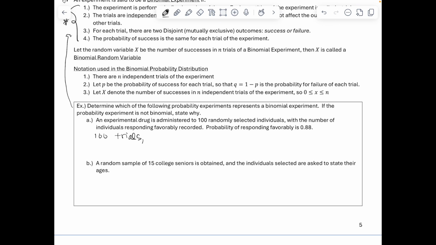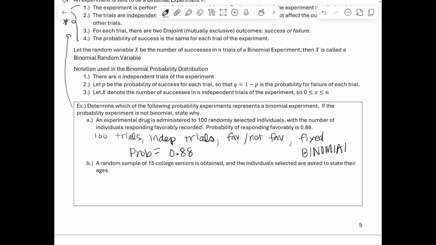The next thing says that the trials are independent, and since we are dealing with people, these are independent trials. The only time that people are not independent is if there's some type of relationship, for example siblings, spouses or twins, which would be dependent. Number 3 says that we have to have 2 disjoint or mutually exclusive outcomes, and we do. They're either responding favorably or not favorably to our experimental drug. And then the last thing is that we have to have a fixed probability, and our fixed probability is given to us. It is equal to 0.88. And so we can say this is a binomial distribution.